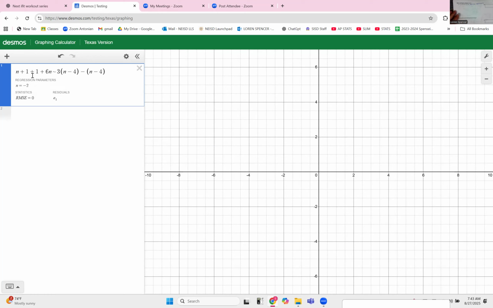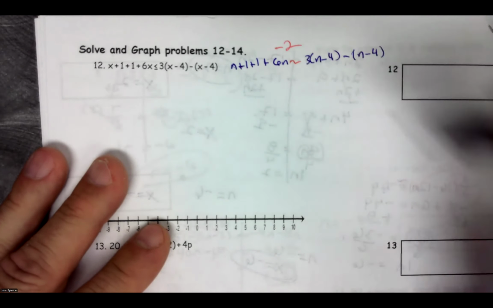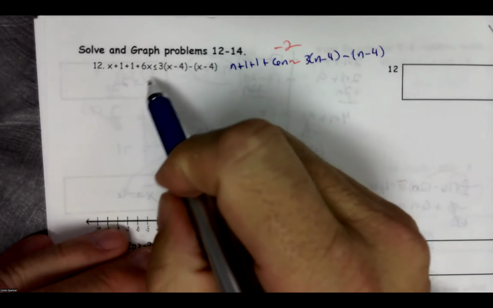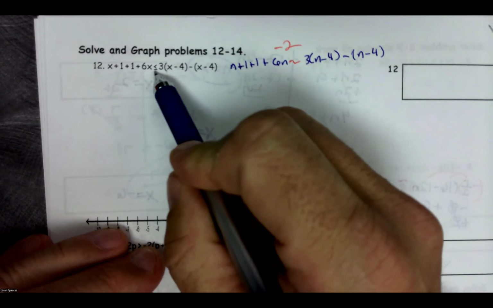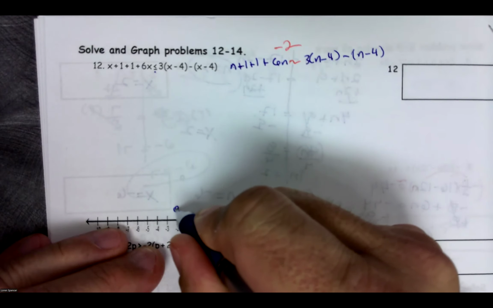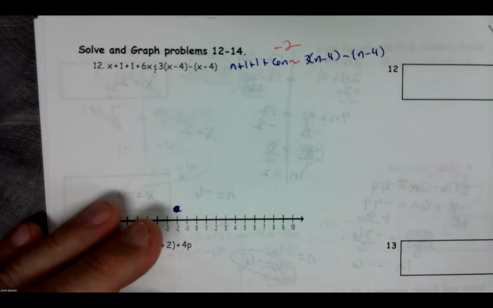Let me check this. n plus 1, plus 1, plus 6n, 3 parentheses, n minus 4 minus n minus 4. I like that. That looks good. So negative 2. All right. So we got negative 2. I'm going to mark this down. When I look at this, I have a line underneath, and because I have a line underneath, I have a solid. That means at negative 2, I have a solid. I just don't know the direction of this yet.